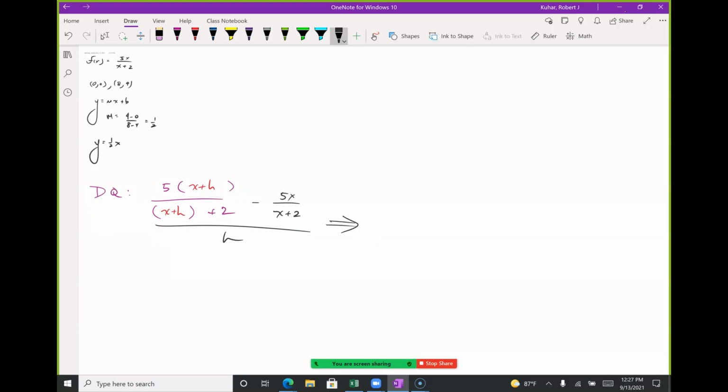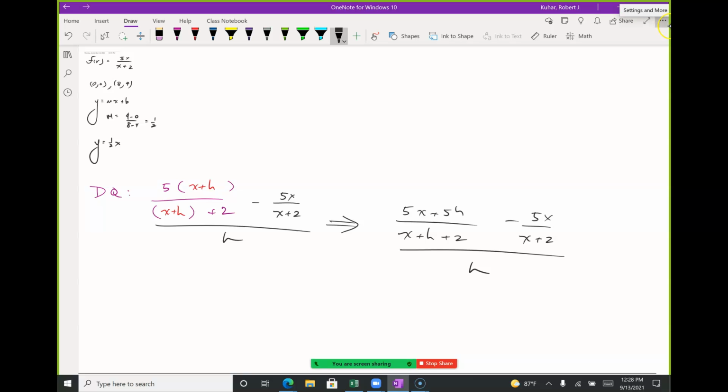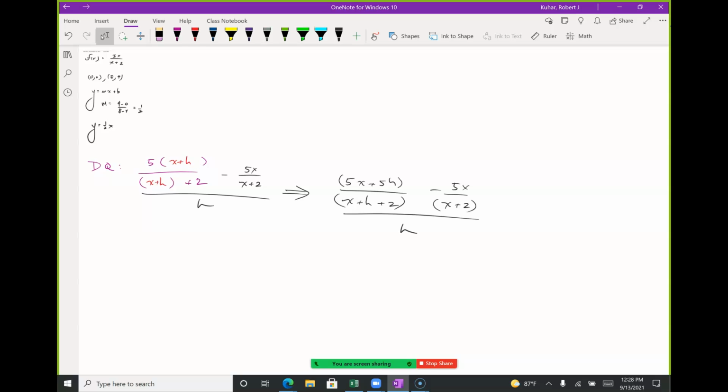I like to use implication arrows, not really saying equality. There's some sense of equality in that symbol, you can see it, but it's leading to my next result. And so I'll distribute everything. I get 5x plus 5h over x plus h plus 2 minus 5x over x plus 2, all divided by h. And here is where I want to wrap multi-terms. Anytime I see multi-term numerators or denominators, I'm going to put them in parentheses, right?